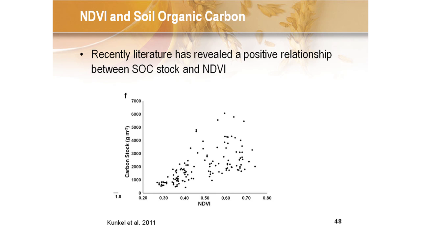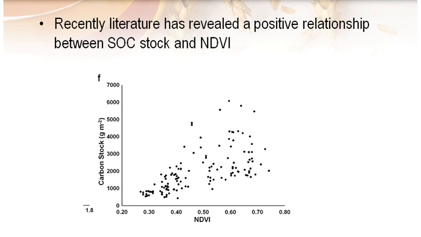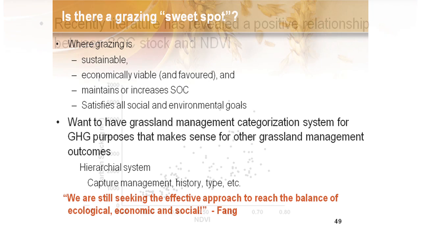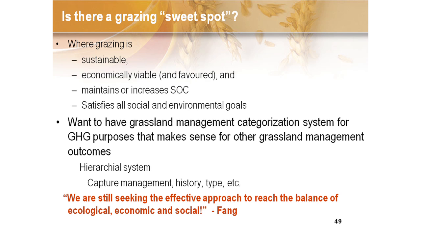Obviously NDVI is representing vegetative growth and hence should be related to carbon input, so there should be this relationship. That is certainly one area where that part of the integrated modeling could be really useful. And one of the big questions is, is there a grazing sweet spot? Is there a place that is sustainable, economically viable, and also favored? In other words, is it the one that people want to gravitate to?